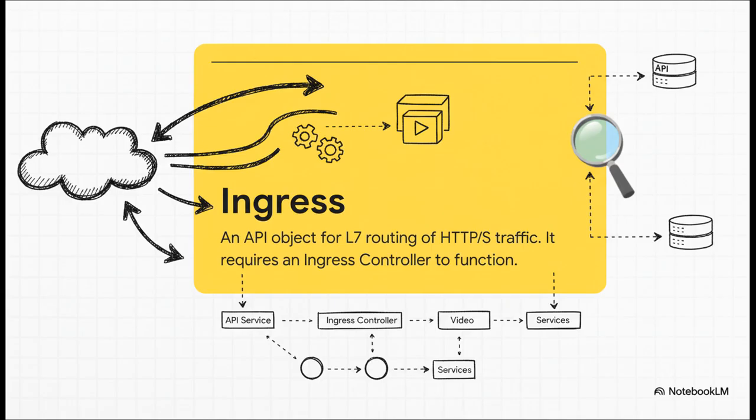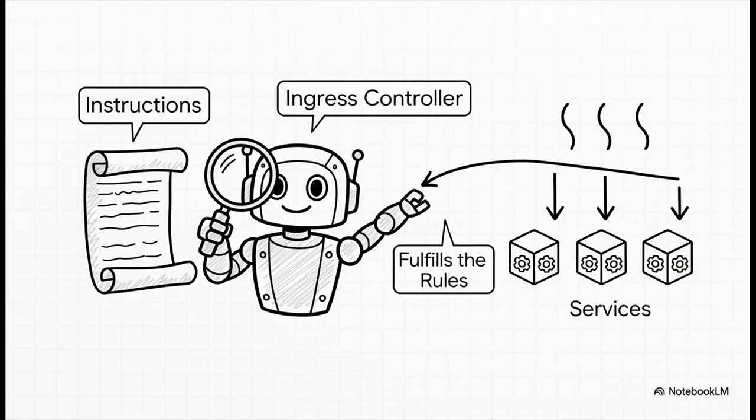It's pretty powerful stuff. Now listen up, because this is a super important point that trips a lot of people up. Creating an Ingress object by itself does absolutely nothing. It's just a piece of paper with instructions on it. You need an Ingress controller, an actual application like Nginx or Traefik running in your cluster to read those instructions and actually make them a reality. The controller is the engine that does all the heavy lifting.